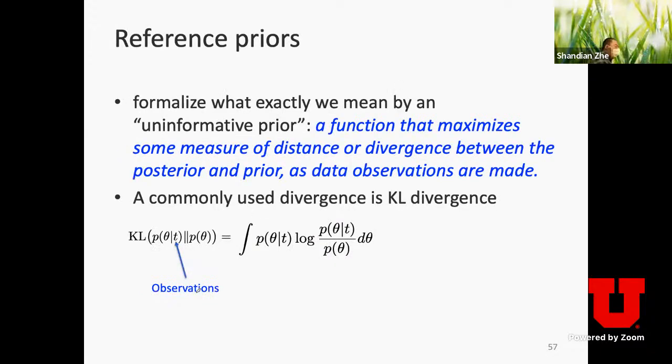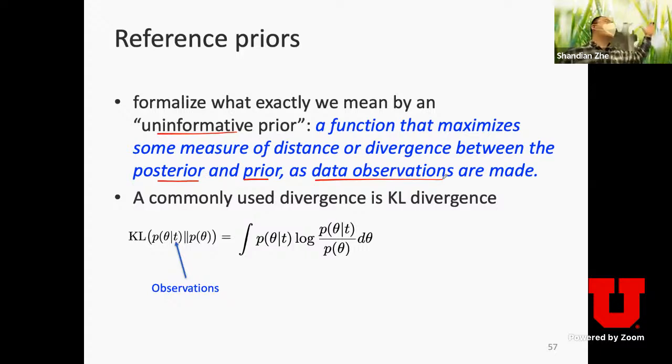Okay, and the last thing I want to talk about regarding the uninformed prior is a more general category called reference priors. The reference prior formalizes what exactly we mean by an uninformed prior. We want to find a prior function that maximizes the distance between the posterior and prior as data observations are made. Basically, I want to make the posterior as different as possible from the prior, so that the prior has little influence on it, right?